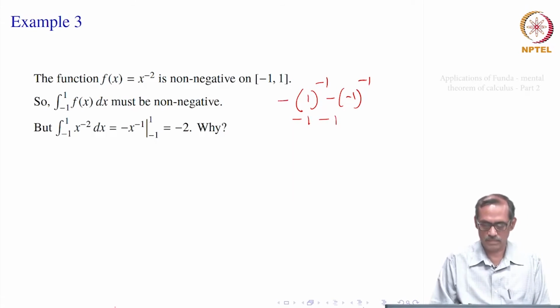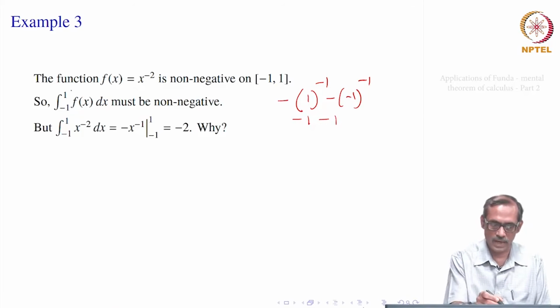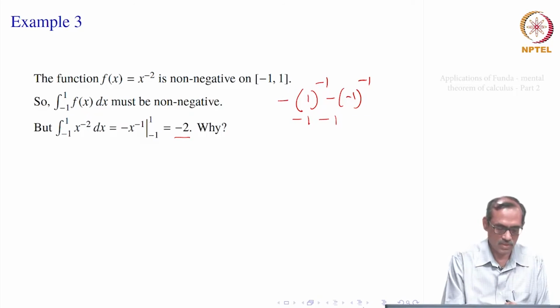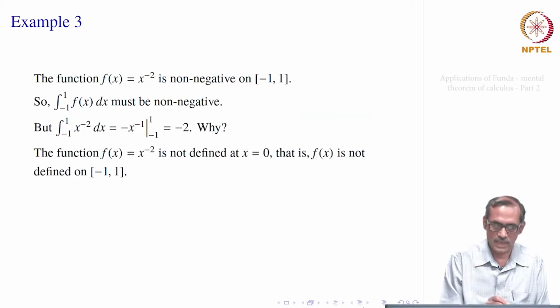Why is it happening? We first thought that my integral from minus 1 to 1 must be non-negative, but if you compute, actually we are getting minus 2. What is the reason? Well, the reason is not difficult to give. The first line itself, if you see, it is non-negative, but then there is a caveat there.